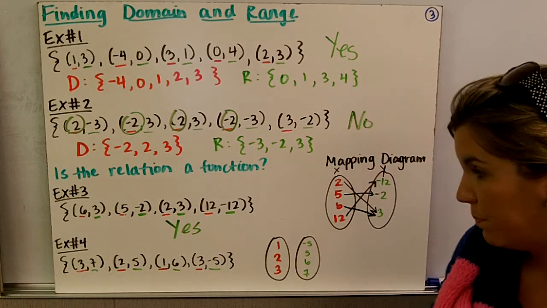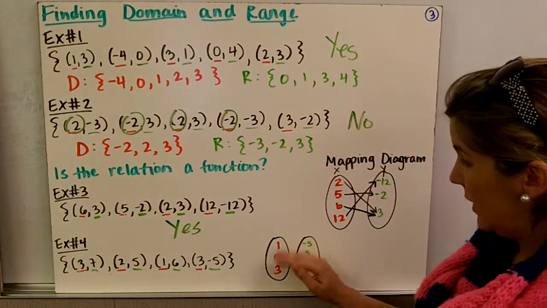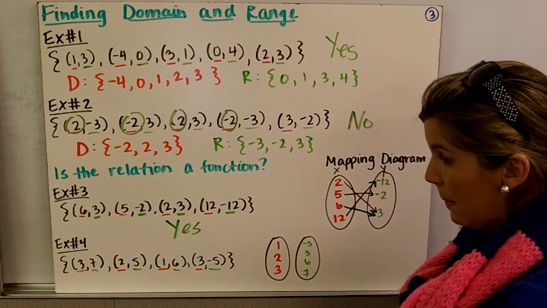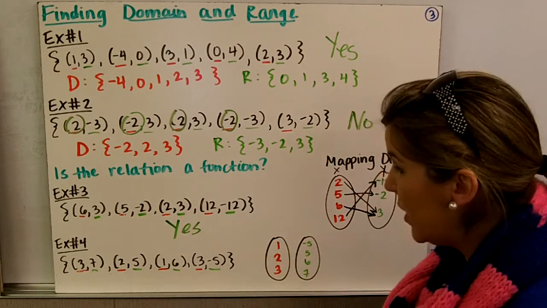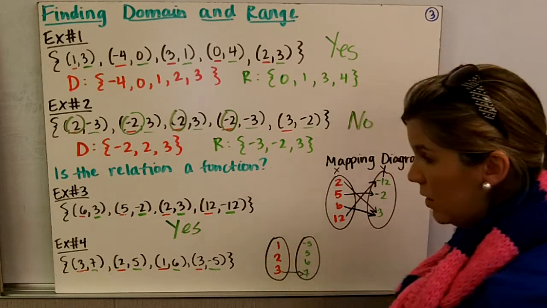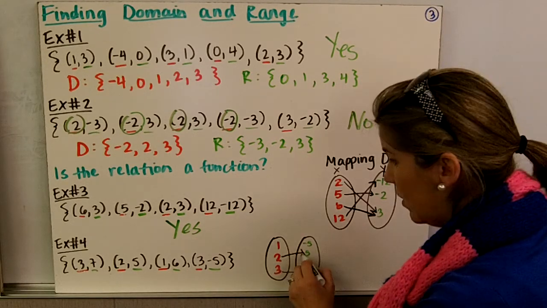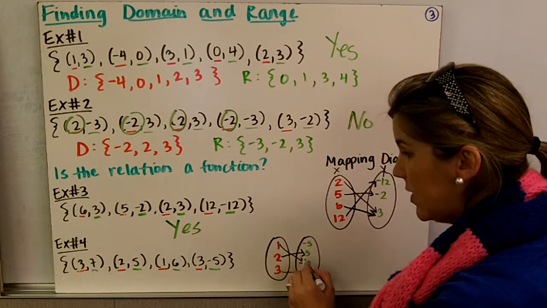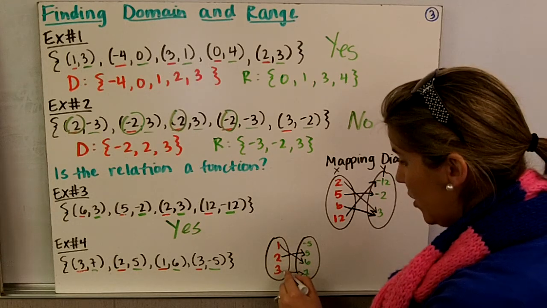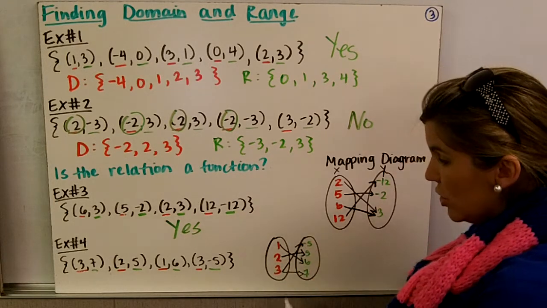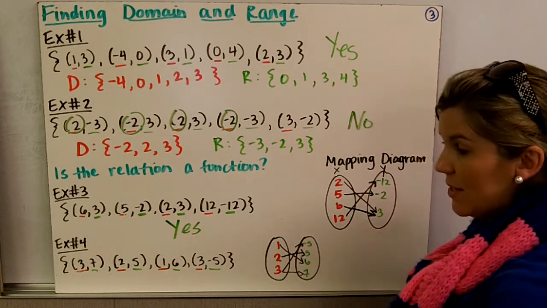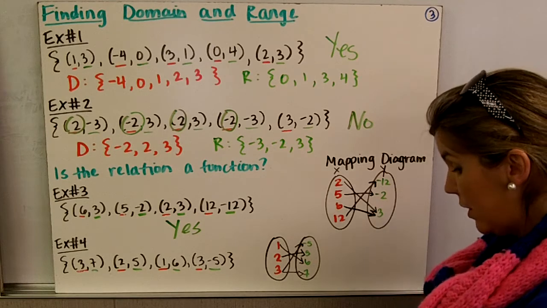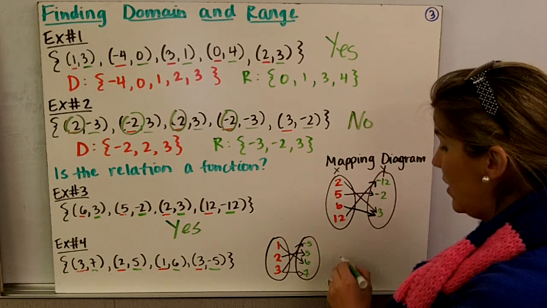Example number 4. I've gone ahead and drawn the mapping bubbles, and we're going to draw the lines now. So 3 goes to 7, 2 goes to 5, 1 goes to 6, and 3 goes to negative 5. Do you see that 3 was used twice? It went to negative 5 and to 7. So no, this is not a function.